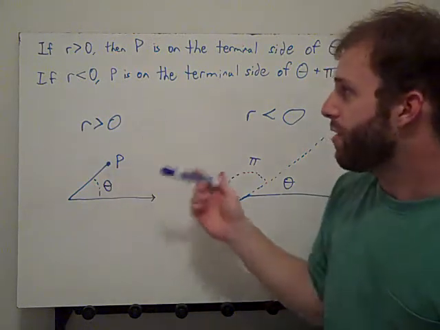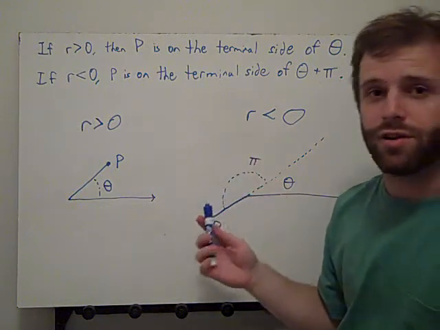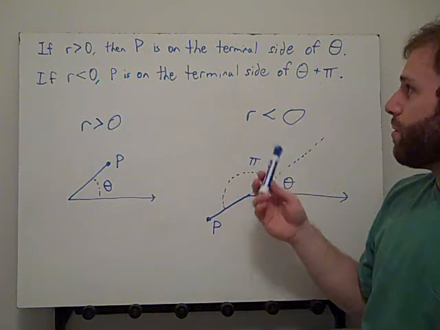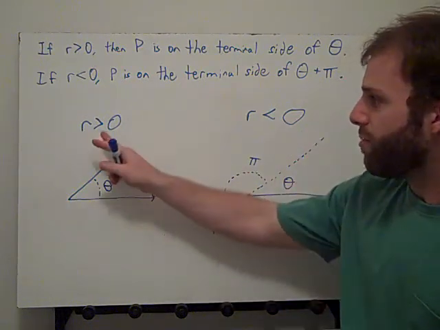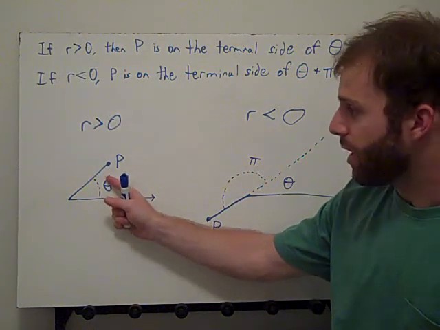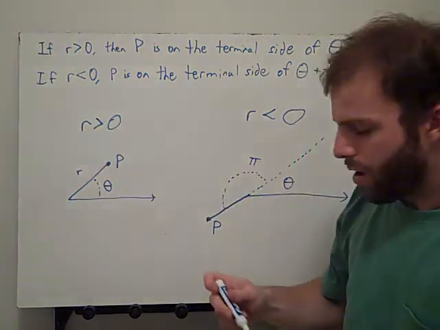So if r is greater than 0, then the point P is on the terminal side of theta, and if r is less than 0, then point P is on the terminal side of theta plus pi. So let me show you what I mean. If r is positive here, then we're just going to have our angle theta, and here's our point P, and that would be r.